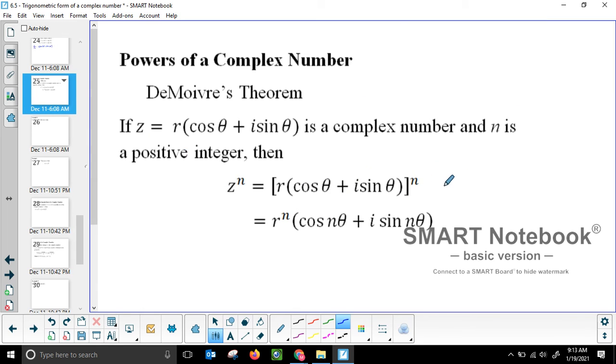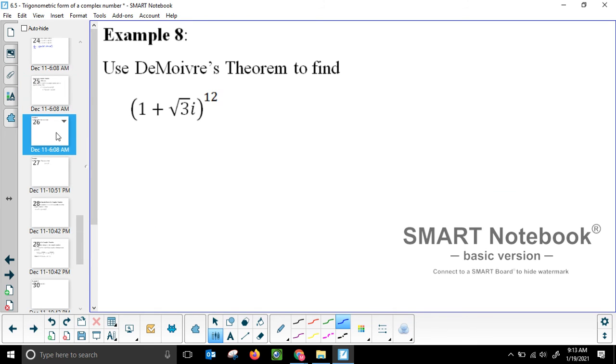All right, so now powers of a complex number. This is called De Moivre's theorem. If we have a complex number in trigonometric form, and n is a positive integer, then we can raise this complex number to a power simply by raising the r to that same power and multiplying the theta by that power. With this formula, it's very straightforward. We're just plugging things in.